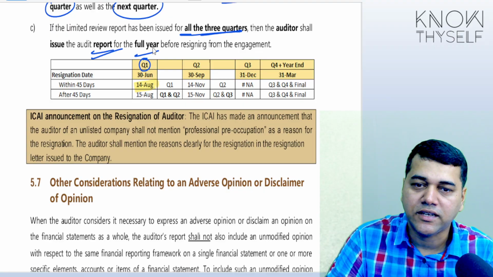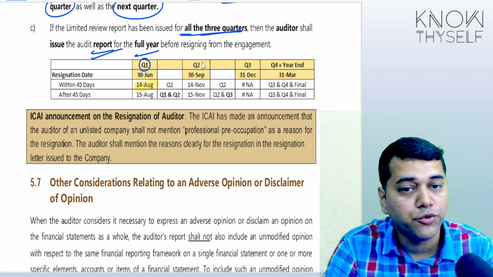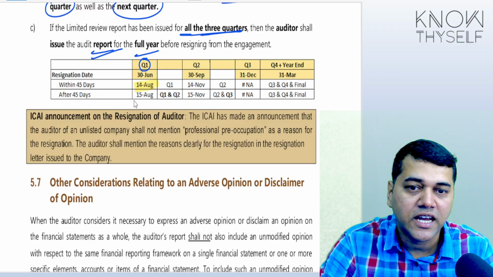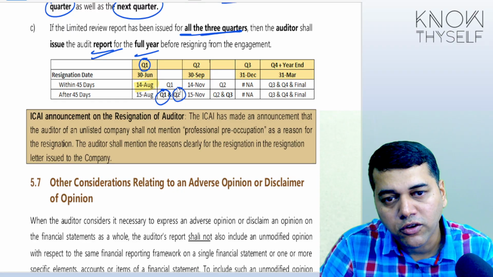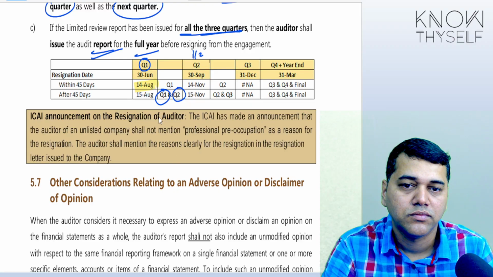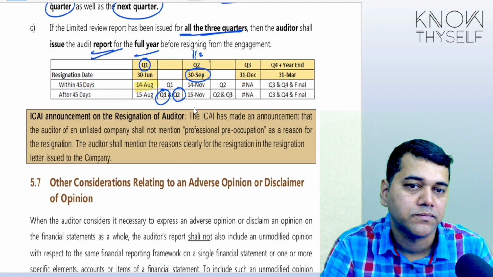Then it is their headache now. On 15th of August, they have to hire a new auditor. They will report on Q2. But if you resign on 15th of August, just one day after that 45 days, you should issue for Q1 also and Q2 also, because Q2's 1.5 months you have already spent now. It's just 1.5 months remaining for 30th September.